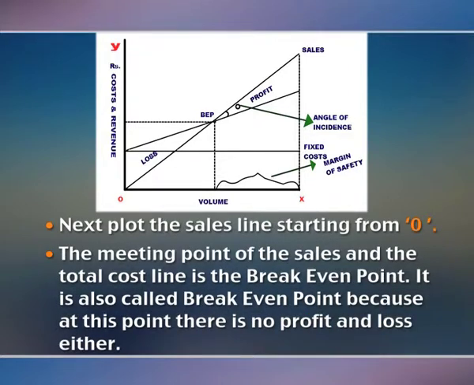Next, plot the sales line starting from 0. The meeting point of the sales and the total cost line is the break-even point. It is called the break-even point because at this point there is neither profit nor loss. The costs are just recovered by sales.